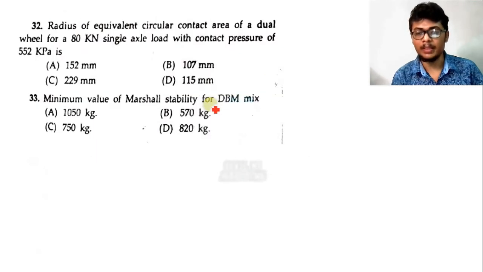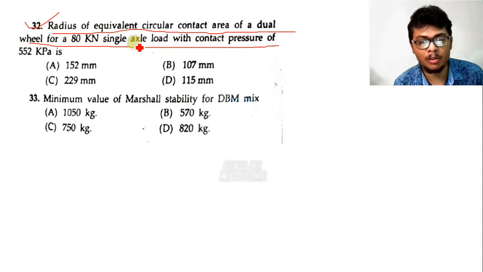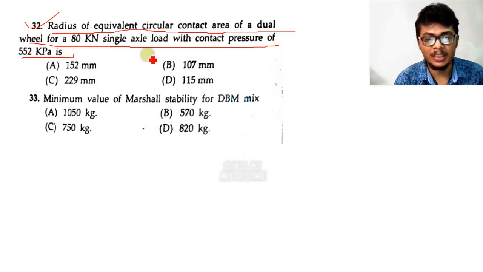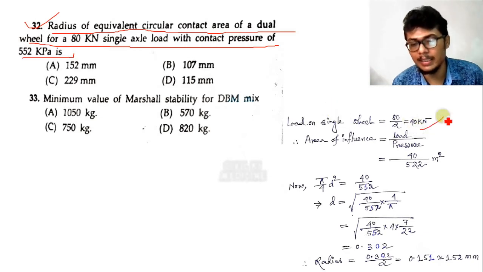Next, 32. Radius of equivalent circular contact area of dual wheel for an 80 kN single axle load with contact pressure of 552 kPa. This question is from transportation engineering. Let's see the solution. Here the load of the dual wheel is given as 80 kN, therefore the load on a single wheel will be 80 divided by 2, 40 kN. Now the area of influence will be load by pressure, therefore 40 by 552 meter square.